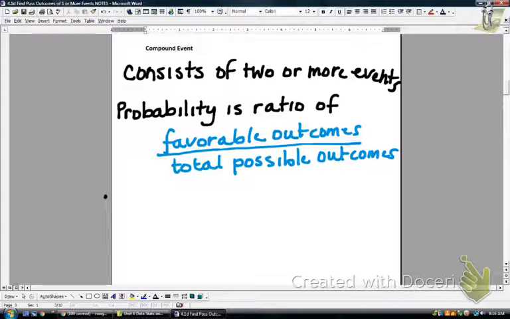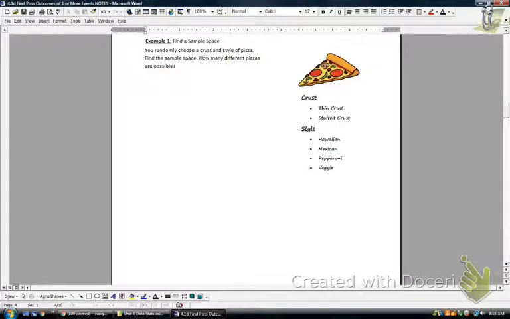So some of this should start making sense as you put the pieces that we've learned before together with the pieces that we're learning today. So let's look at a few examples. So example 1 says, find a sample space. You randomly choose a crust and style of pizza. Find the sample space. How many different pizzas are possible? So we're only looking at sample space, which is outcomes. We are not looking at probability yet. So kind of get the difference of that in your mind.